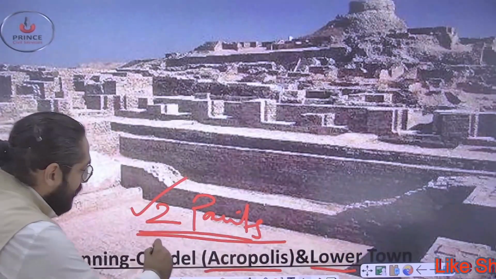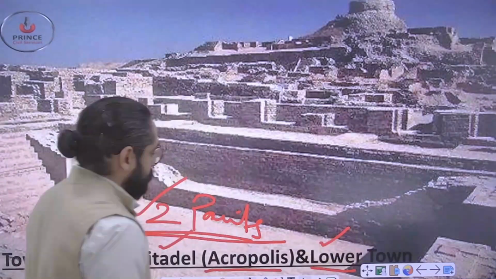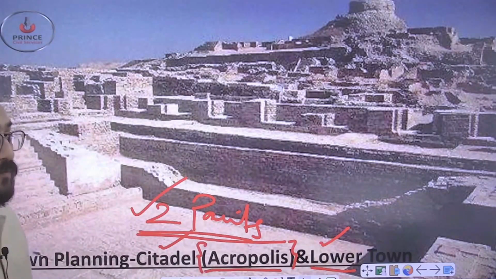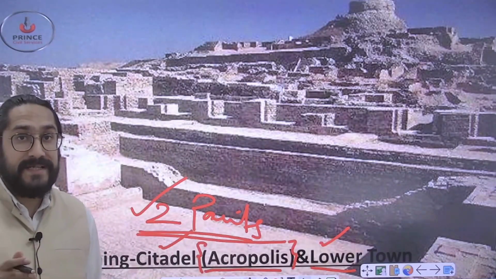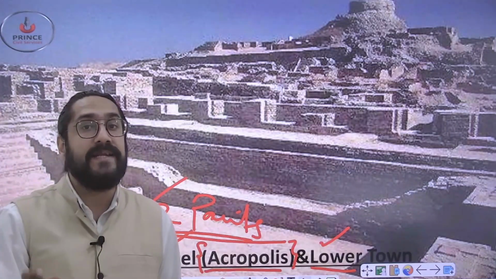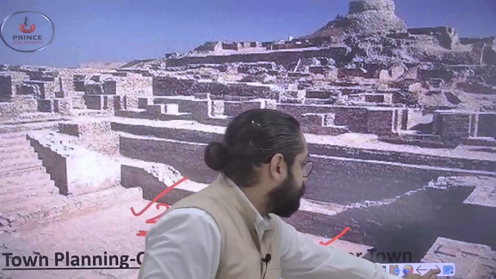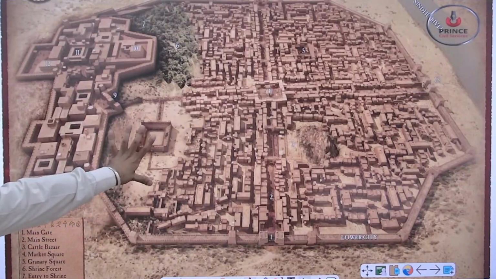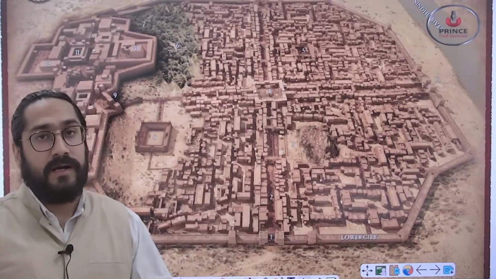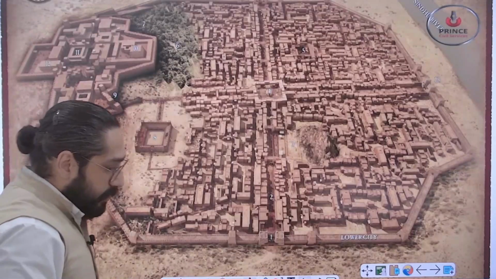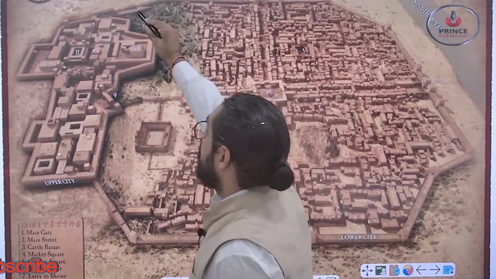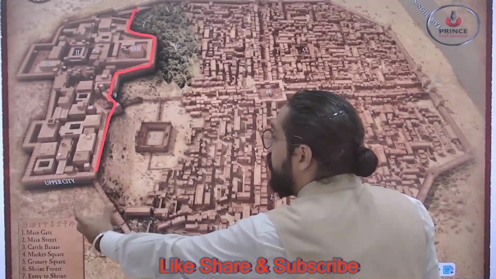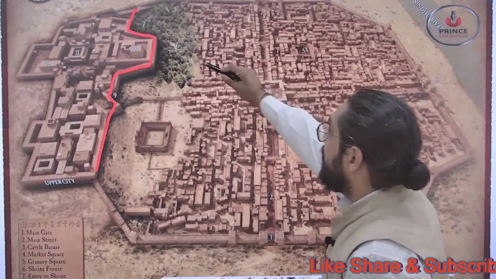Those parts are the Citadel and the Lower Town. The Citadel is also known as the Acropolis. We are going to learn about the features that differentiate the Acropolis from the Lower Town. In this image, which is a kind of aerial view or graphic representation of one of the cities of IVC, you can see on your screens that this part is situated at some distance from this part.